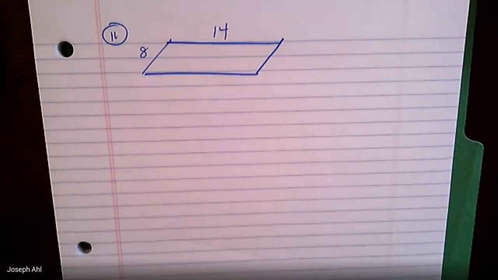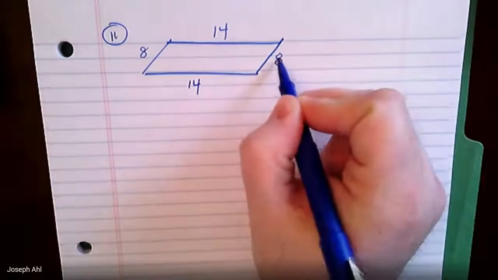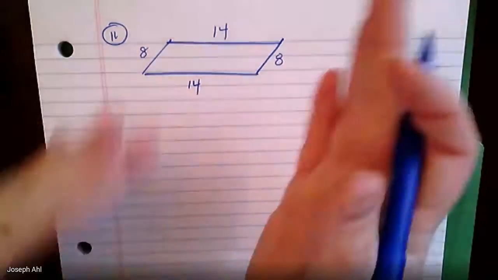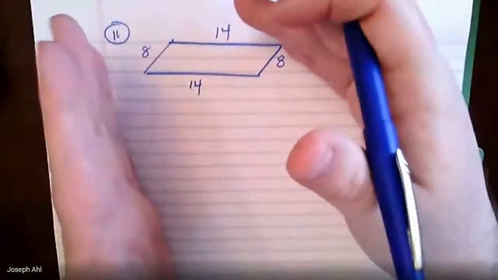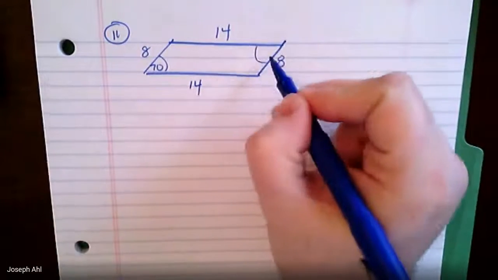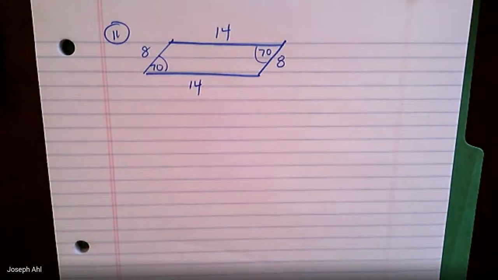If you want to right away, just to start completing the diagram, we know opposite sides of a parallelogram are congruent, so you can label the others as 8 and 14 as well. And the measure of one angle is 70. Depending on how you decide to tilt your parallelogram, just make sure that whatever the acute angle is, you label that as 70, which would make this opposite angle up here 70 as well.